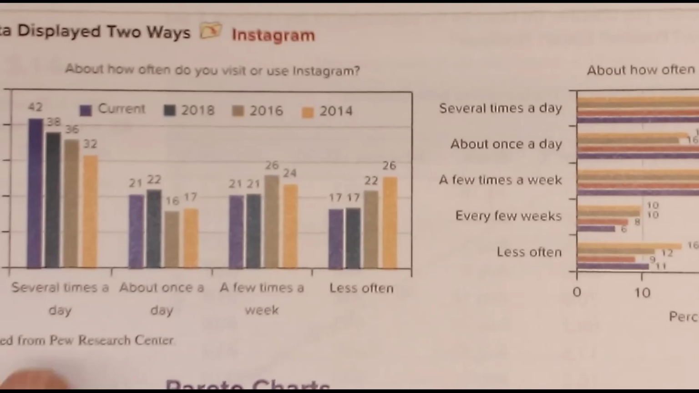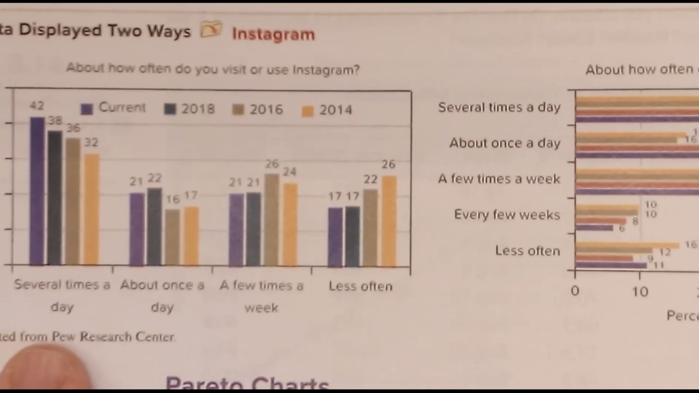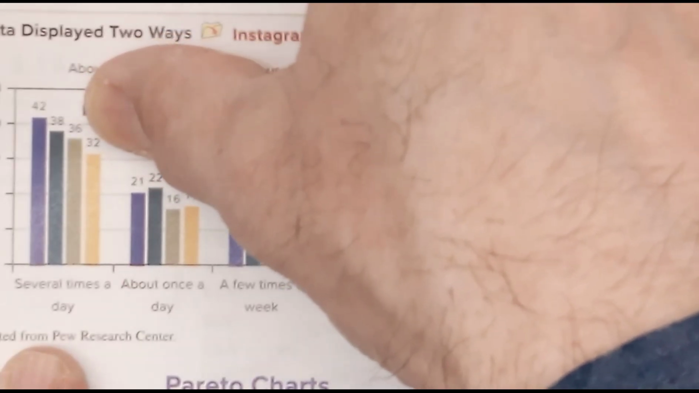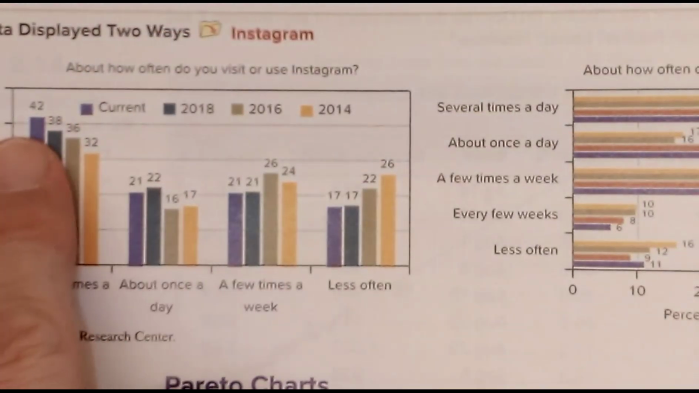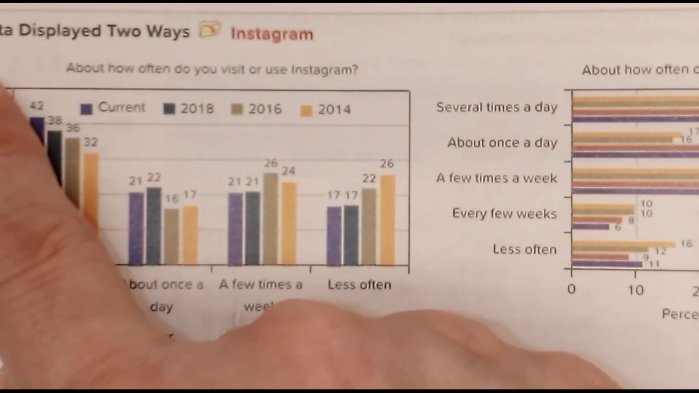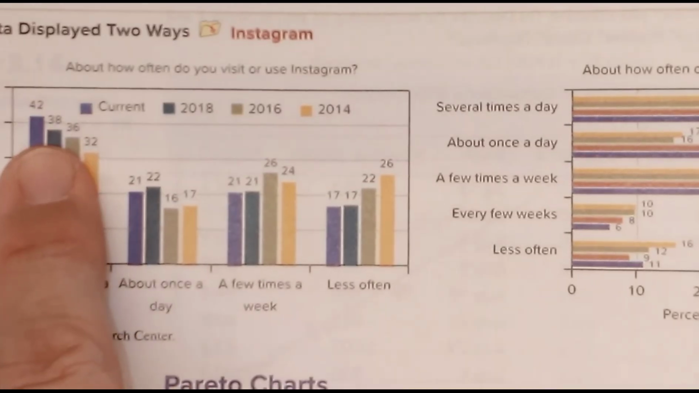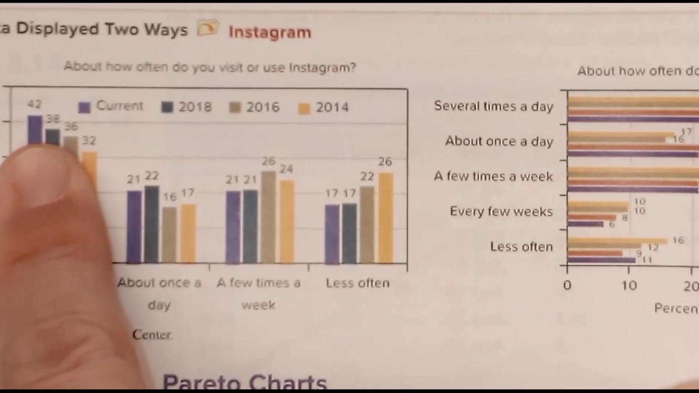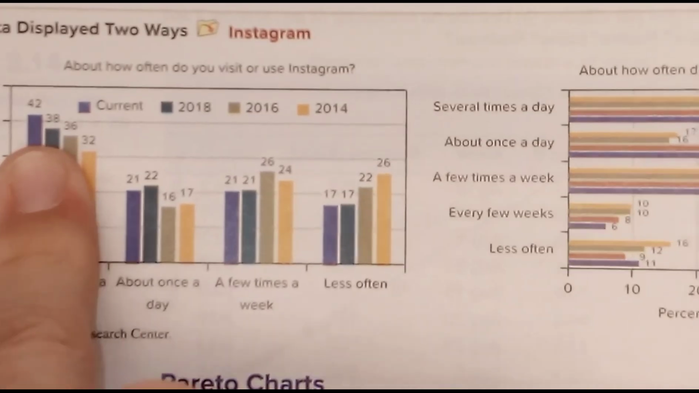So this says several times a day. And my brain goes, oh, fewer people are checking Instagram several times a day, but this is the oldest data. This is the newest data. This says several times a day is increasing in use. But you can't tell that from this, can you? Deceptive practice. Being ethical with the way you draw your charts is important.